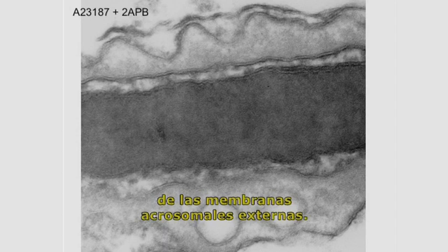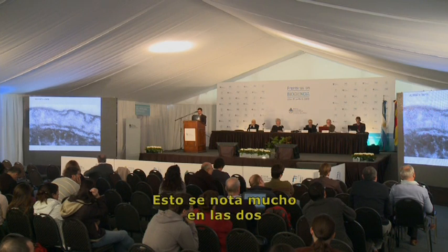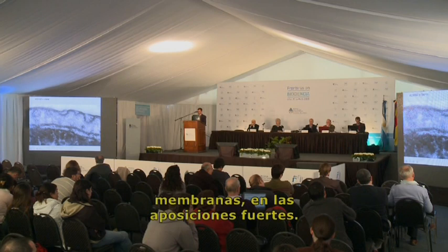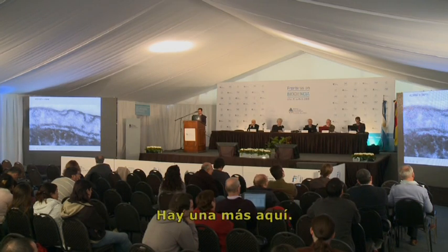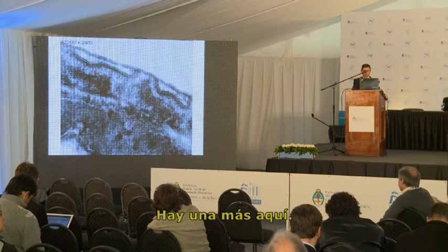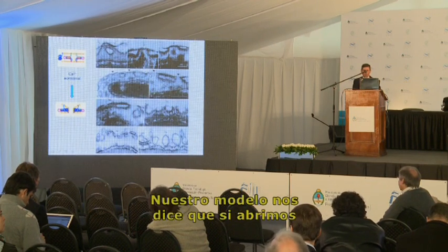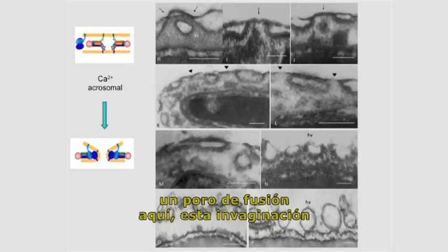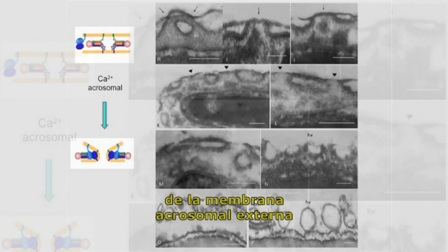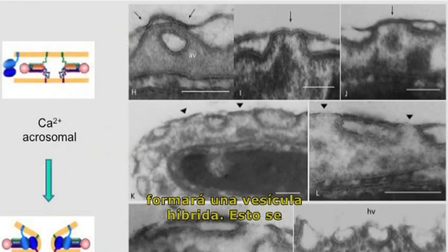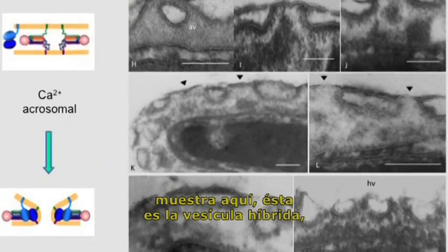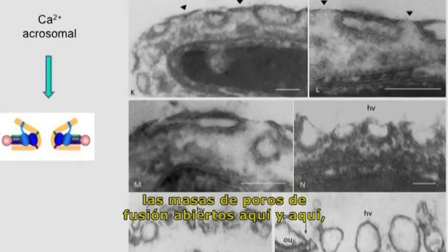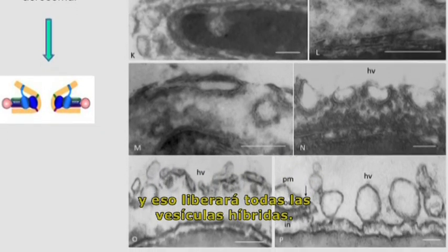And if we look for apposition, we found tight appositions of the membranes at the edge of these invaginations of the outer acrosomal membrane. This is more dramatic, showing the two membranes in tight apposition. And there's one more here. And our model now says that if you open a fusion pore here, this invagination of the outer acrosomal membrane will form a hybrid vesicle. This is well shown here. This is a hybrid vesicle. A fusion pore must open here, and that will release all these hybrid vesicles.